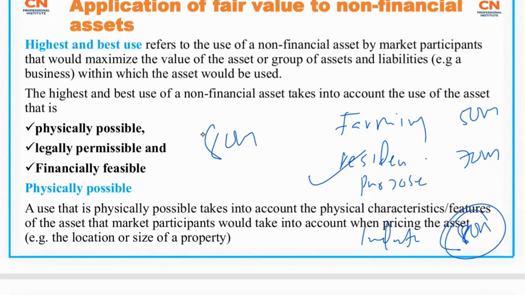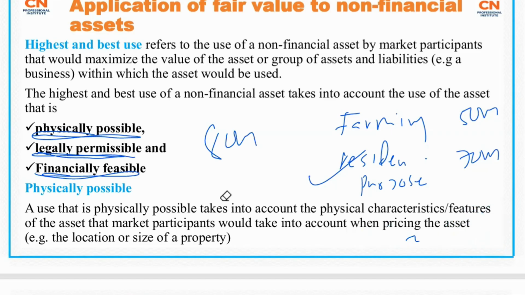So that's how we determine fair value of non-financial asset. We look at the use that will maximize the value. Simple as that. And in determining the highest and best use of a non-financial asset, we take into account the use of the asset that is physically possible. We look at it being legally permissible and financially feasible. So what is physically possible, right? Physically possible looks at the physical features or the characteristics of the asset.